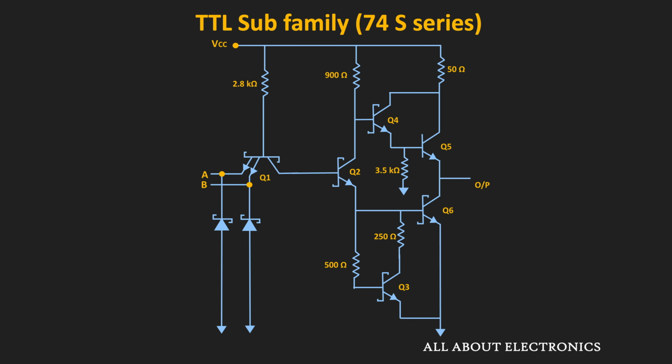So apart from that, on the output side for the active pull-up, we also have the Darlington pair. So as we have discussed earlier, when this Darlington pair is in the on condition, then it offers a very low output impedance.